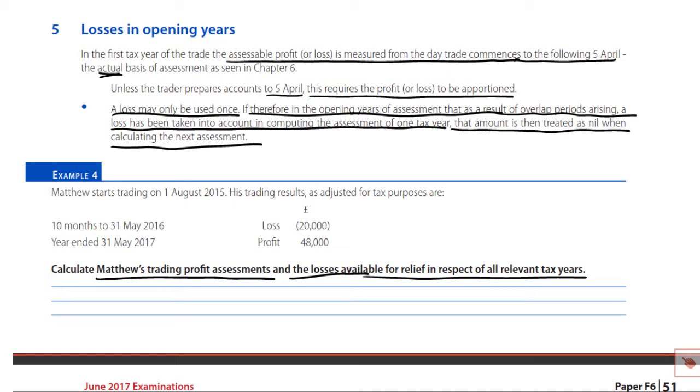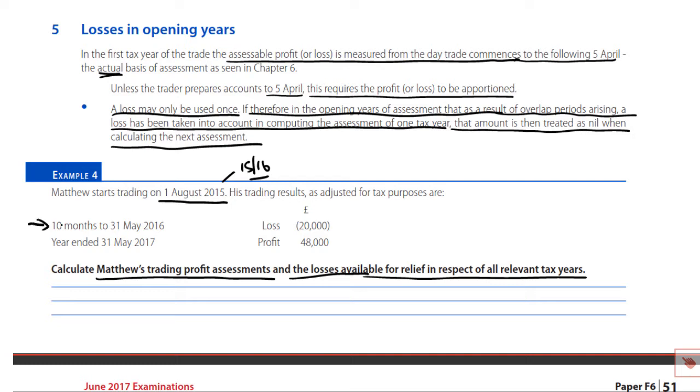So, Matthew starts to trade on the 1st of August 15. First thing to do, therefore, on your question is to note what is my first tax year. 1st of August 15, that falls in the 15-16 tax year. So you now know what is your first tax year. Trading results adjusted for tax as follows.